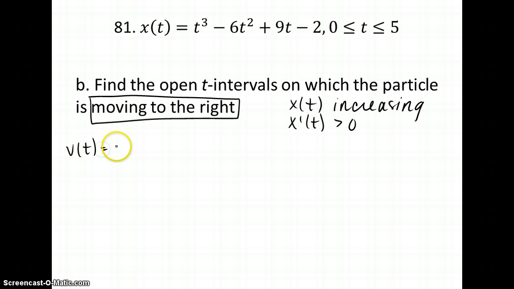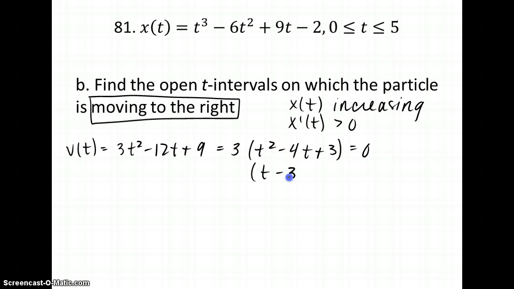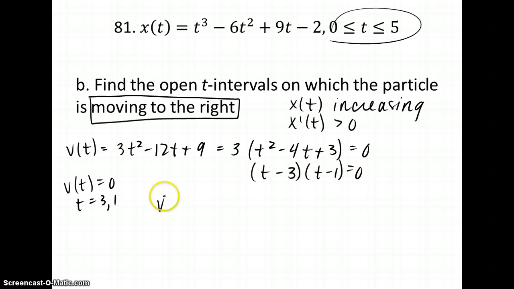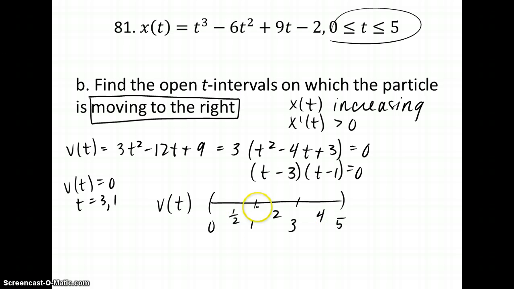So our velocity function was 3t squared minus 12t plus 9. Factoring out a 3 and setting this equal to 0. This factors to t minus 3, t minus 1. So the velocity is equal to 0 at 3 and 1. You're given the interval from 0 to 5, so that's going to bound our number line. So test 1/2, 2, and 4. Plugging 1/2 into the velocity function, negative times a negative would give us a positive interval. 2, negative times a positive is a negative, and then 4 would give us positive.